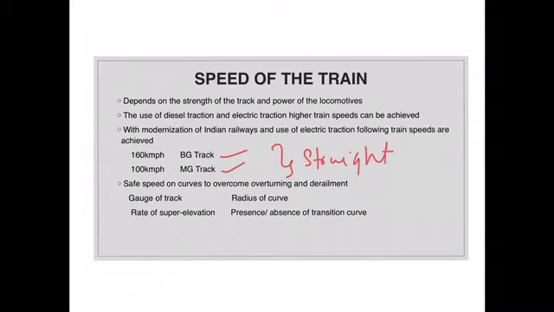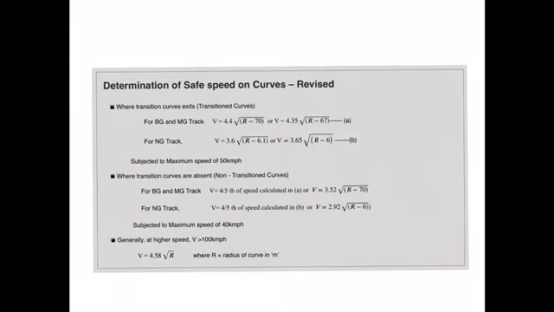Okay, and when it comes to curves, the speed of the train achieved depends upon the gauge adopted at the curve, the radius of the curve, the rate of super elevation provided, and the presence or absence of the transition curve. So next, how to determine the speed of the train at the curve. To determine the speed on the curve, we make use of Martin's formulas. As I already mentioned, the speed on the curves depends upon various parameters, which include the radius, the rate of super elevation provided and the gauge of the track.